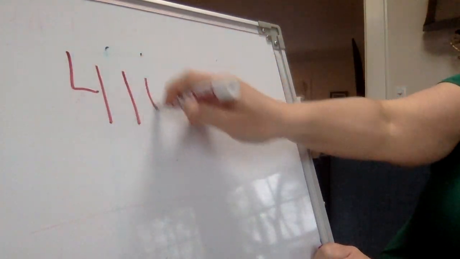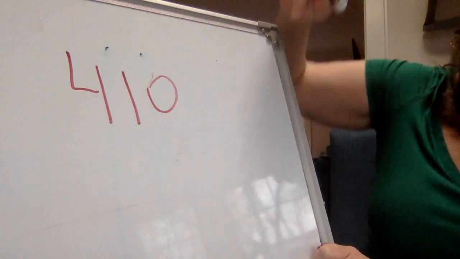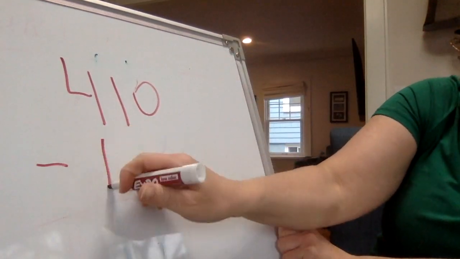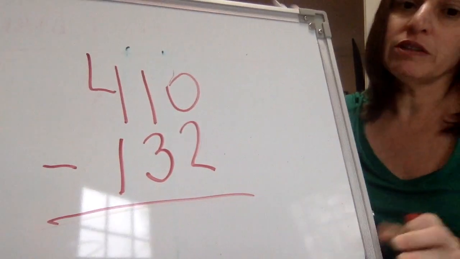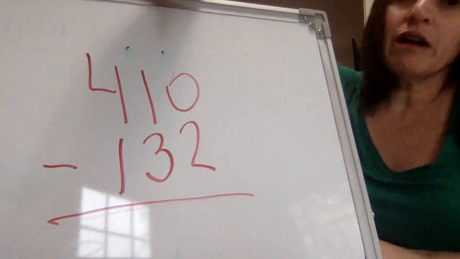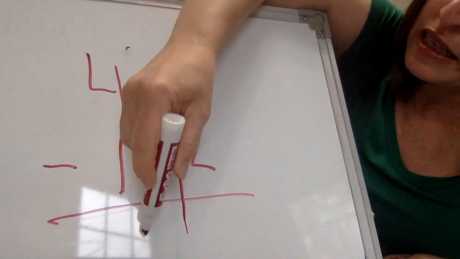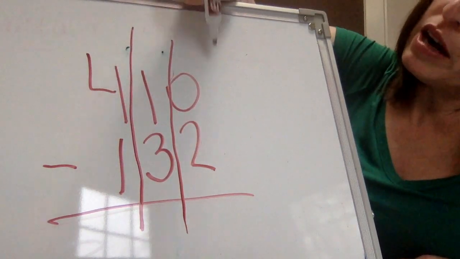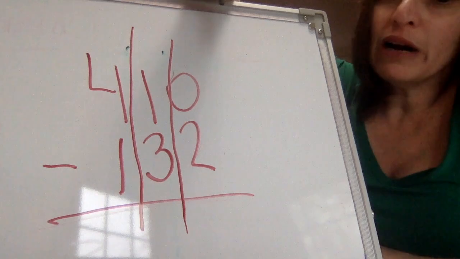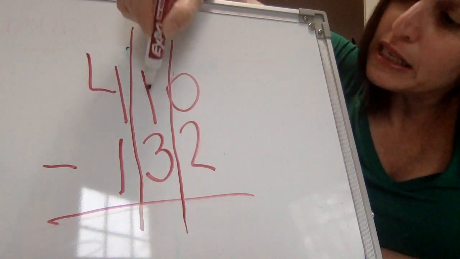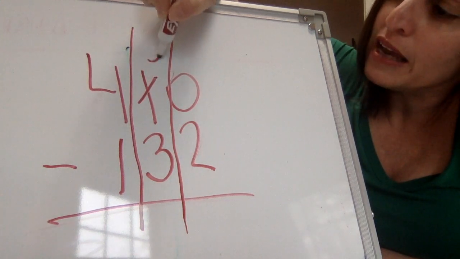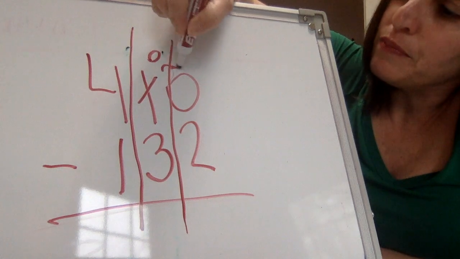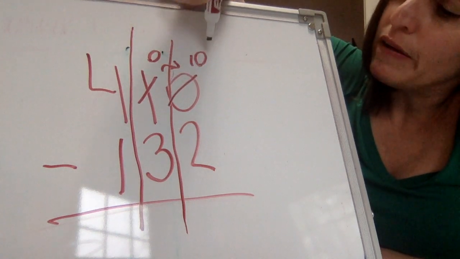Let's do 410 minus 132. So here we are again. Let's separate our ones and our tens and our hundreds. Here we are, and we start off with 0 minus 2. I don't know how to do 0 minus 2 yet, so I need to come over to my tens to borrow 110. So if I cross off that 1 and I'm taking 110 away, I have 0 here now because I'm bringing 110 over. So now I have 10 minus 2.